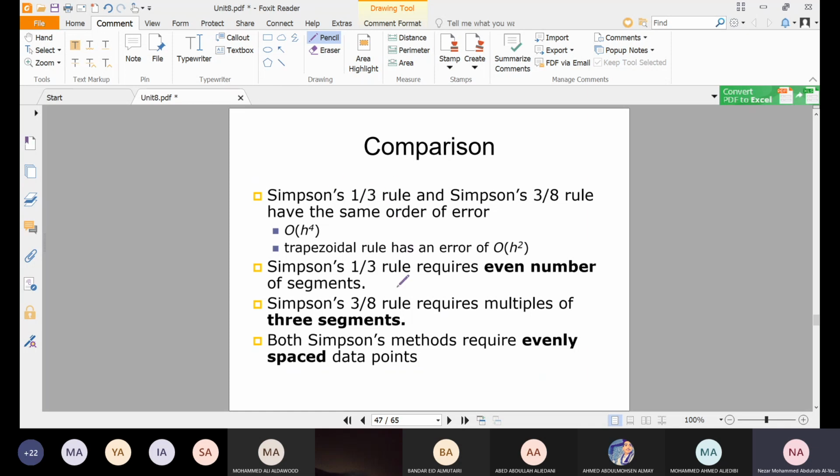So if we do a comparison here, Simpson third rule and Simpson 3/8 rule have the same order of error. So the value of error here is O of h to the power 4. If we compare this with the trapezoidal rule, it has error of order h squared. That means both Simpson third rule and Simpson 3/8 rule have the same order of error.